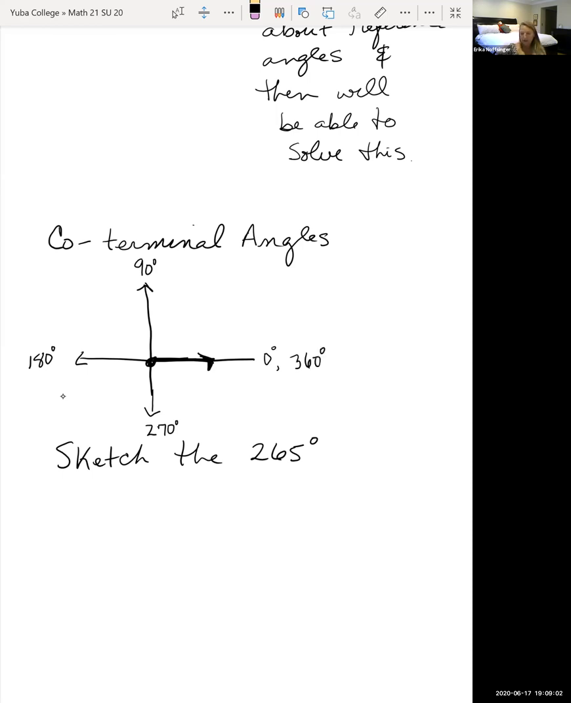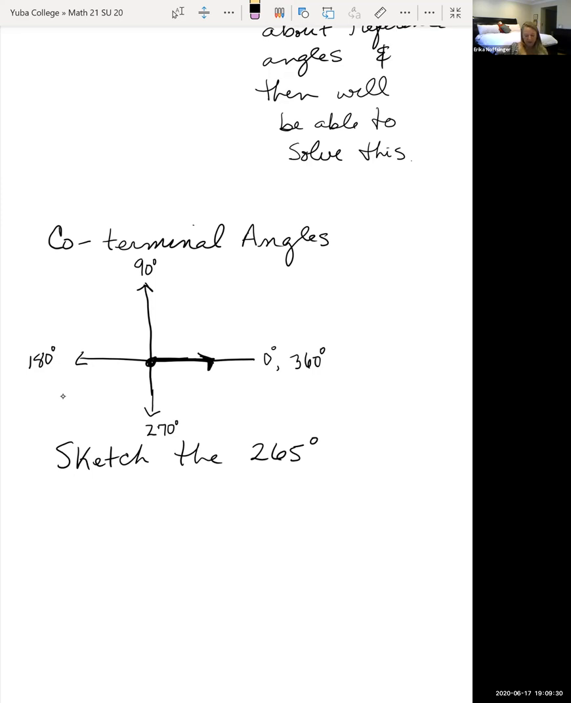0 and 360 are considered to be coterminal angles because their terminal side is the same. For 0 degrees, the terminal side and the initial side are the same. And for 360 degrees, the terminal side of our angle is the same as 0. Okay, but anyways, we'll get more into that in a second.